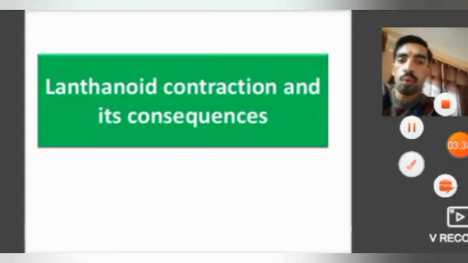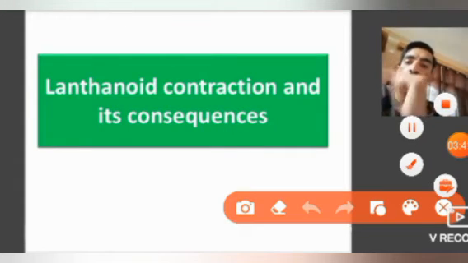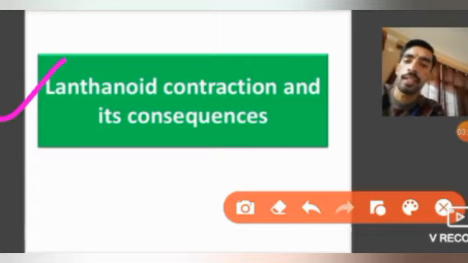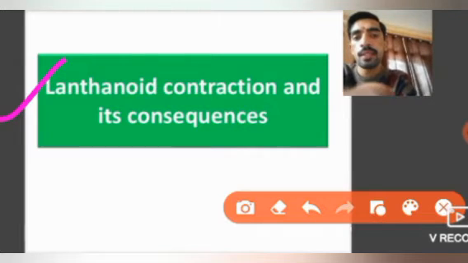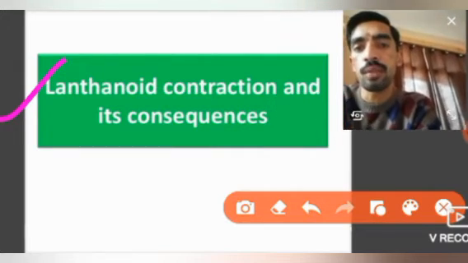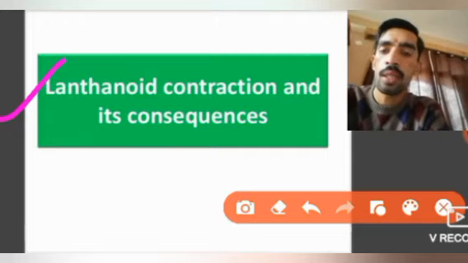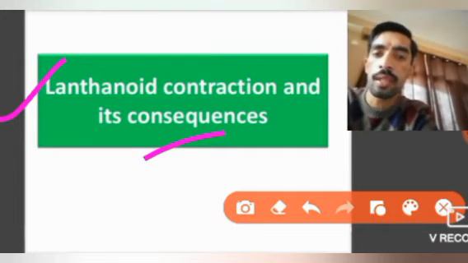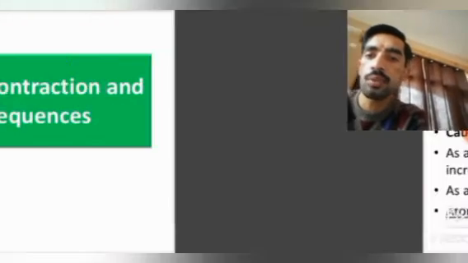So dear students, one very important topic, and very important questions come from it, that is lanthanide contraction and its consequences. You need to note this question down in your book also, and I am telling you it is very important from the examination point of view. So note down what lanthanide contraction and its consequences are. Okay, so basically what is lanthanide contraction?